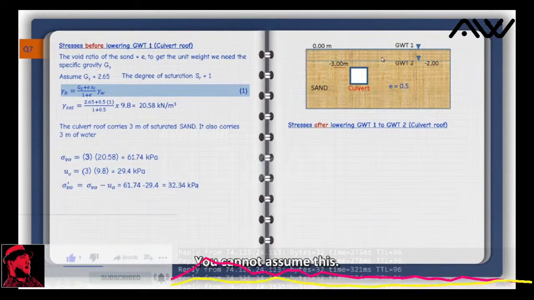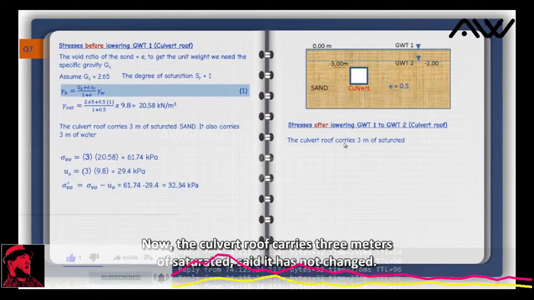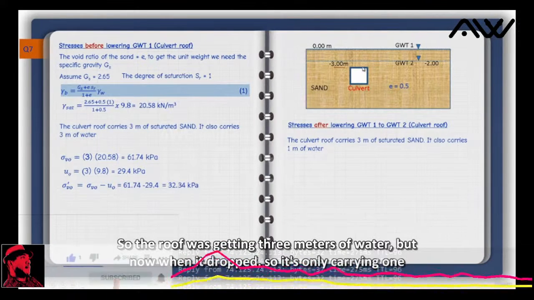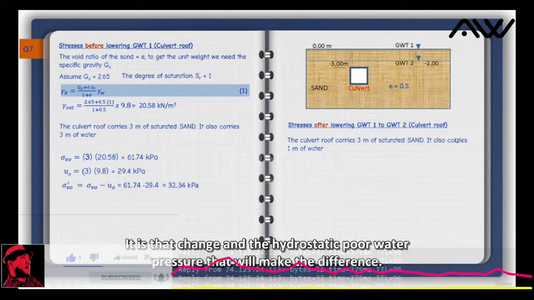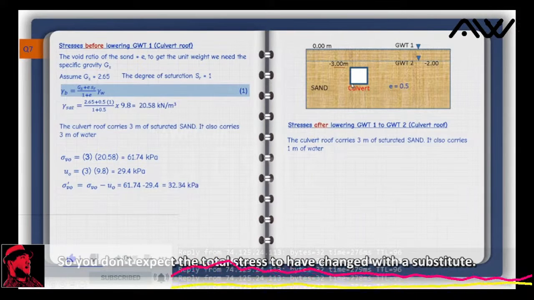By the way, you cannot assume this. You have to read the problem carefully and know what's assumed in the specific problem. Now, the culvert roof carries 3 meters of saturated sand. It has not changed. It also carries here 1 meter of water. When the groundwater table was at 1, the roof was carrying 3 meters of water. But now when it dropped, it's only carrying 1 meter of water. It is that change in the hydrostatic pore water pressure that will make the difference, as we will see later. So you don't expect the total stress to have changed.